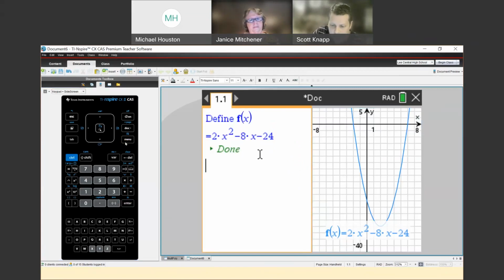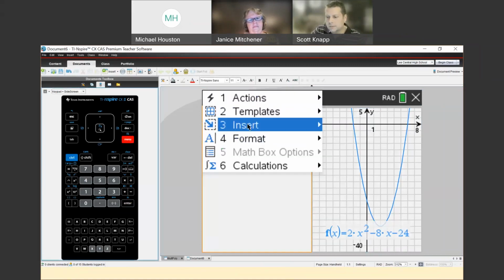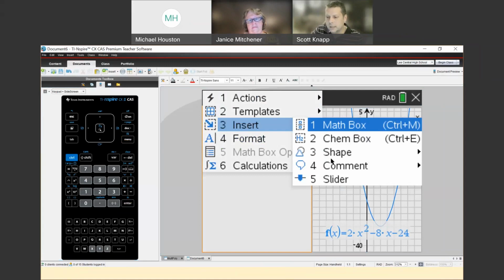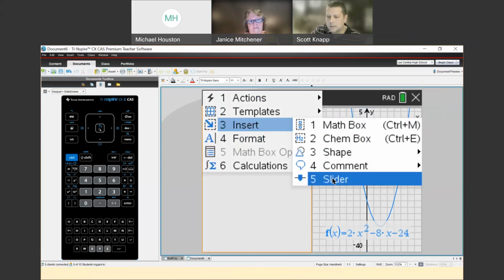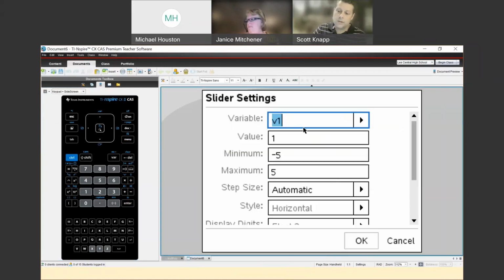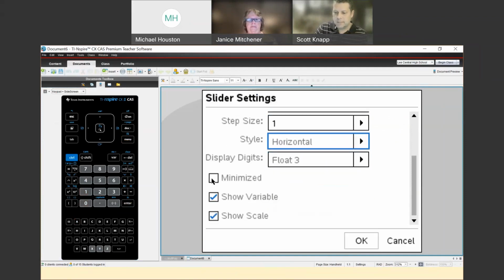Let me see if I can do that again. Menu, insert, and then I want the slider. There we go. And I'm going to call the slider A, and I'm going to start it from 1 to about 10 by ones. And I'm going to go ahead and go down here and minimize it. I usually like to minimize my sliders.